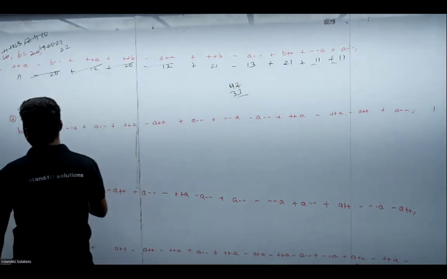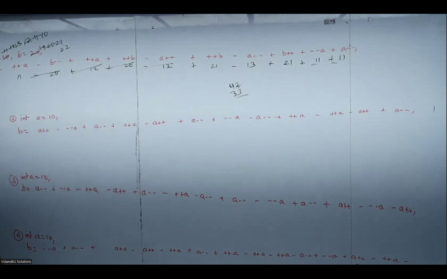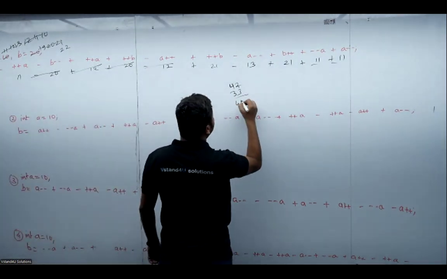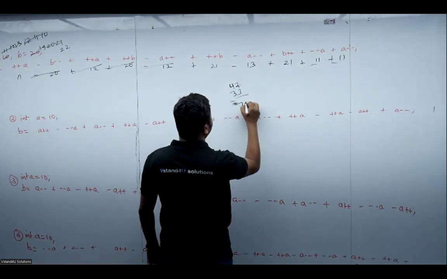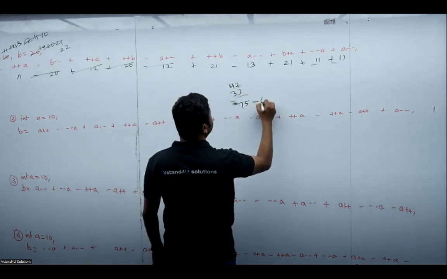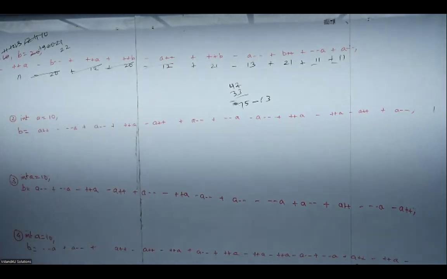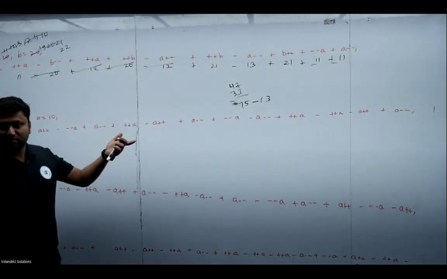तुम लोगों को तो अलग ही आ रहा है. अच्छा अभी करेंगे ना. Sorry, how much is this now? Sorry, 75 minus 13 only. आ गए ना बराबर. Perfect. How many of you got the same answer?